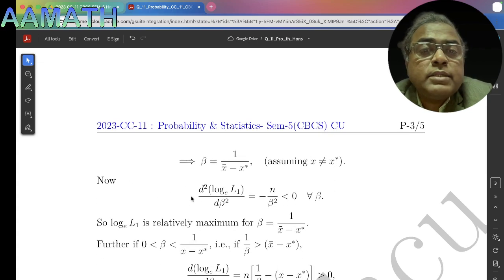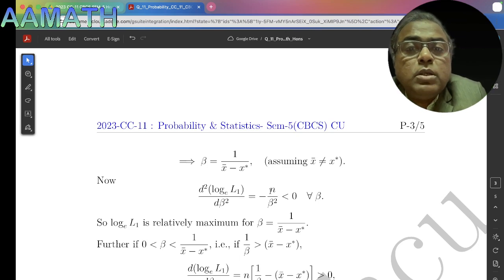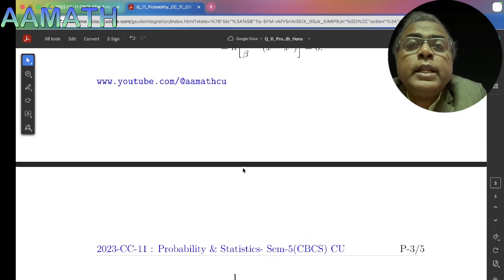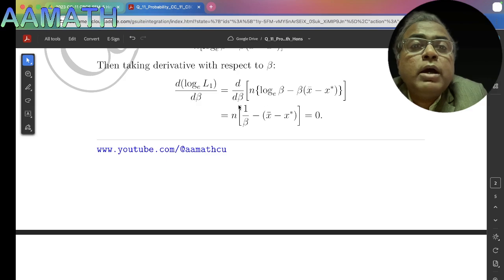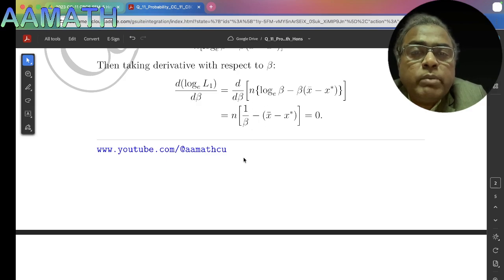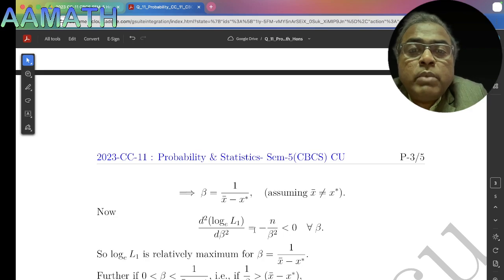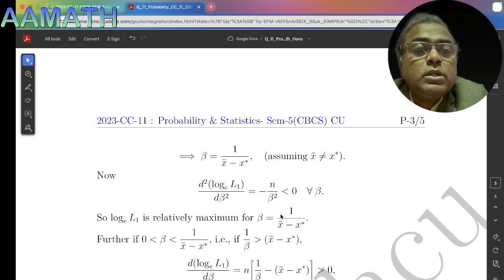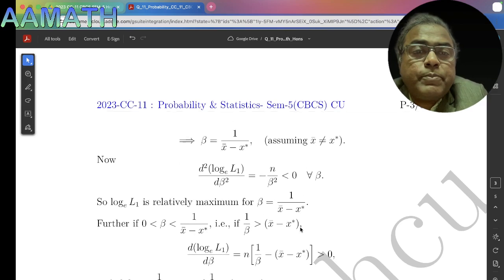Next, we find the second order derivative to check for minimum or maximum. So the second derivative with respect to beta: for 1 by beta, we get minus 1 by beta square. So n times minus 1 by beta square. Obviously both are positive, so this is less than 0 for all beta. So log L1 to the base e is a relative maximum for beta equal to 1 divided by x bar minus x star.